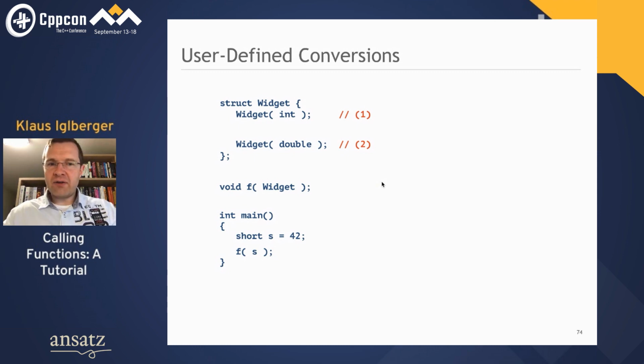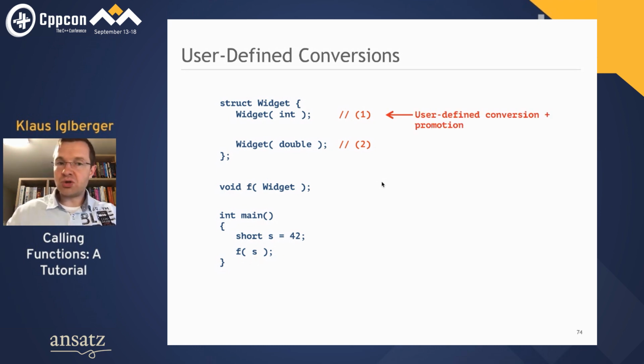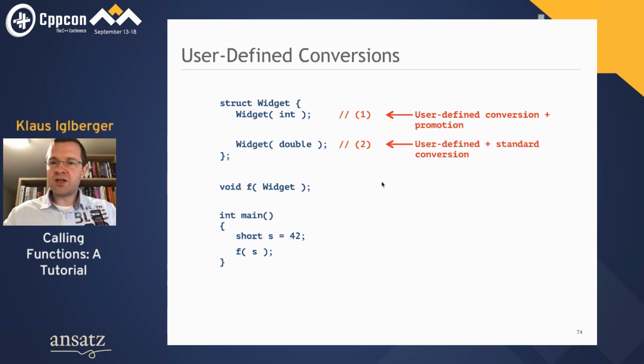If, however, I have a short, again set to 42 and call function f accordingly, then this is a user-defined conversion plus a promotion, whereas function 2 is again a user-defined conversion plus a standard conversion. A promotion is always better than a standard conversion, so I again consider function 1 the better match and call function 1 instead of function 2.